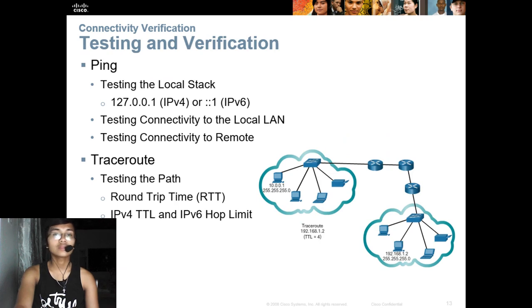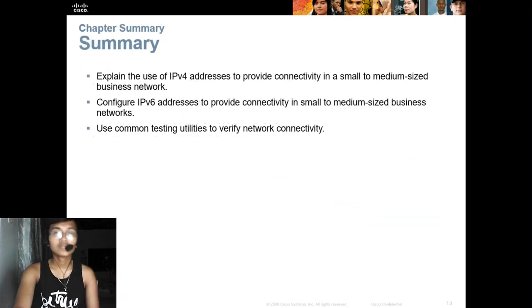Testing and verification. The ping command: testing the local stack, testing connectivity to the local network, and testing connectivity to remote. Traceroute: testing the path and round-trip time, IPv4 TTL and IPv6 hop limit. Summary: explain the use of IPv6 and IPv4 addresses to provide connectivity in a small to medium-sized business network. Configure IPv6 addresses to provide connectivity in a small to medium-sized business. Use common testing utilities to verify network connectivity.